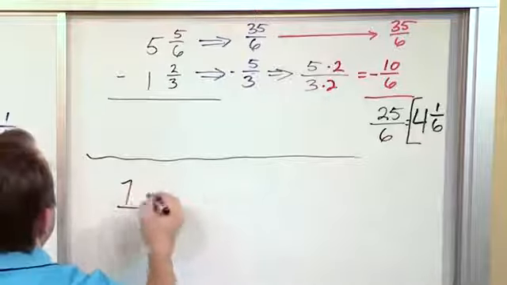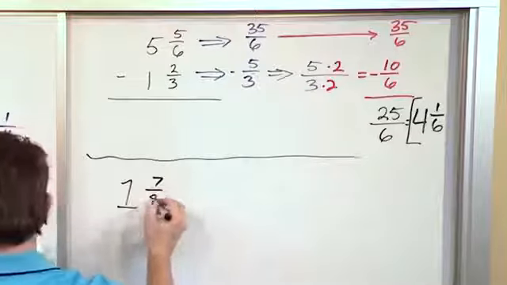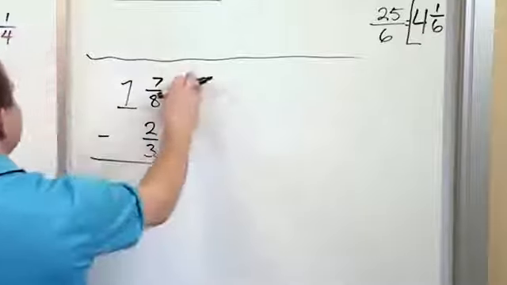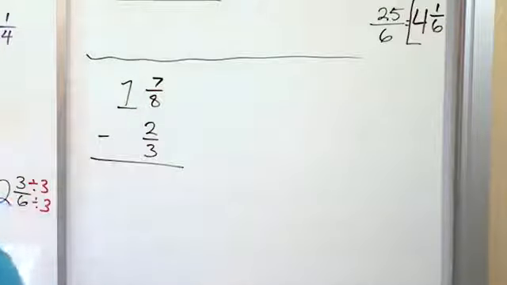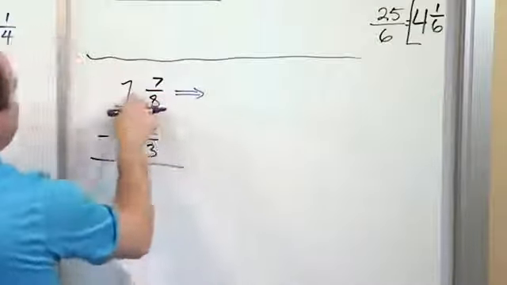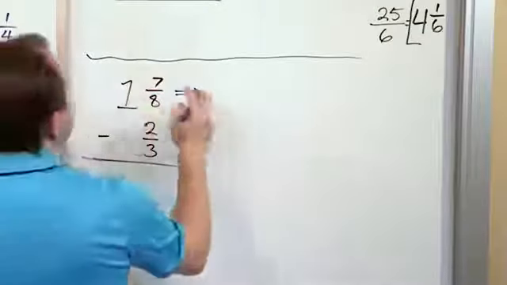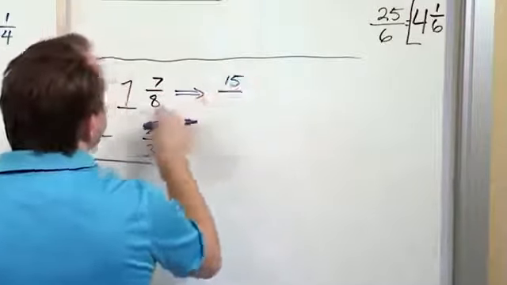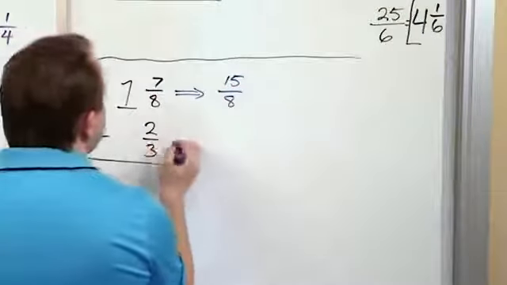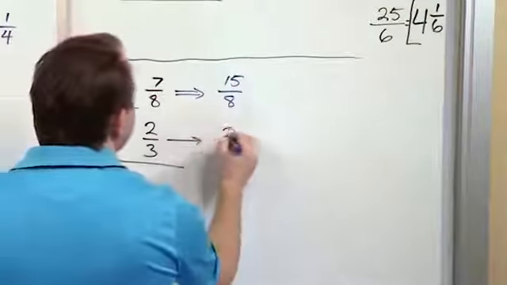We have 1 7/8 minus simply 2/3. So we have a mixed number, but we're subtracting just a regular fraction from it. So you might be confused. What do I do? Well, it's really no different. We still need to convert this mixed number, right? 8 times 1 is 8. 8 plus 7 is 15. And then I have to keep it over the same denominator, which is 8. This is already a fraction, so I'm just going to keep it as 2/3.